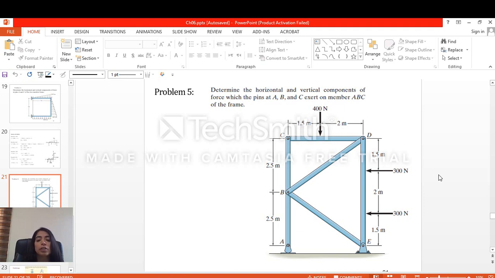So here, guys, the question is to determine the horizontal and vertical components of the forces which the pins at A, B, C exert on member ABC, the whole member ABC. Which means, guys, I need to find the forces exerted on A, B, and C on the member ABC. And this means I should isolate the member ABC from the whole frame and study the forces exerted on this member. So let's do it.